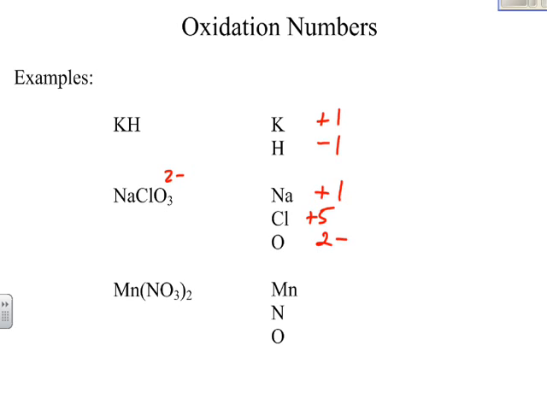In manganese nitrate, we would assign the oxygen again a 2-, give it priority. The nitrate ion is a -1 ion, so NO3 together has a -1 charge. So the nitrogen here has a 5+. Excuse me, I should have corrected these. When we're talking about oxidation states, we usually put the plus in front, or the charge in front of the number. And manganese here then would be a +2.